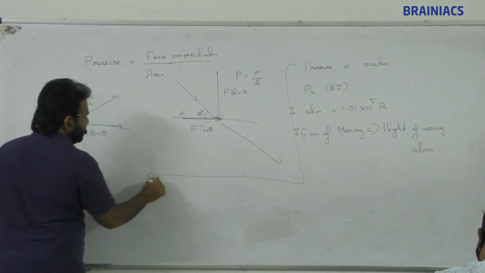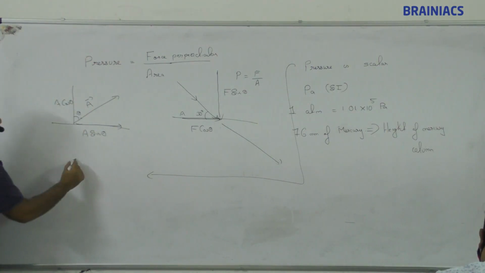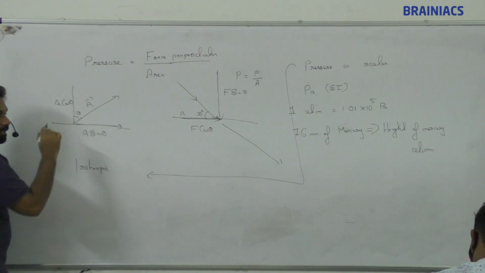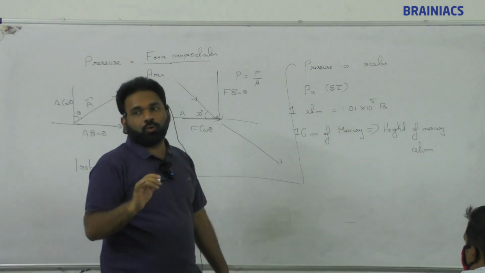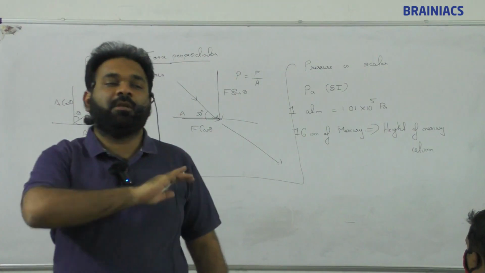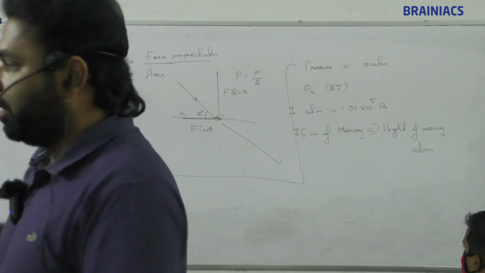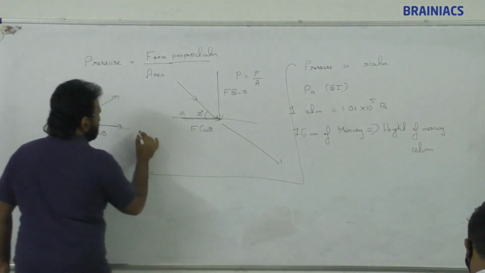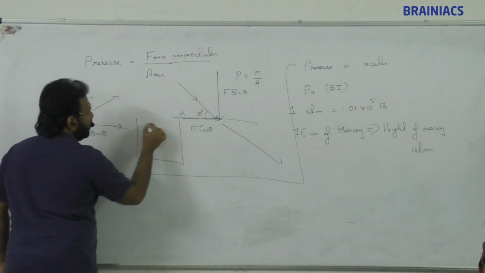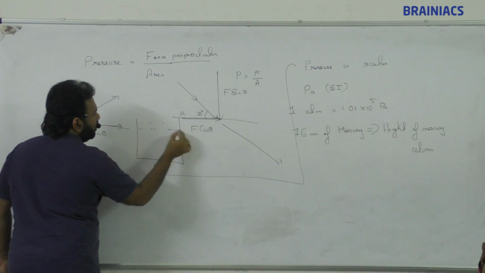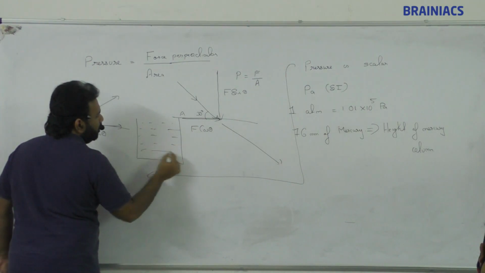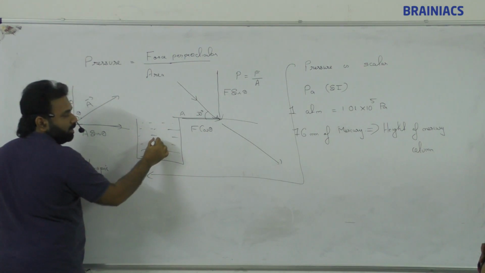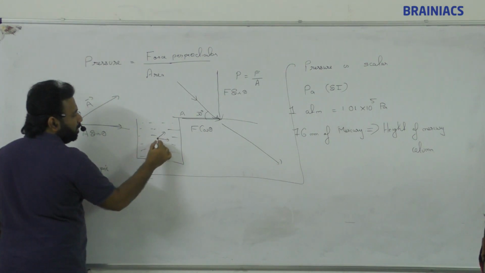When I say pressure is scalar, one word I would like to use is isotropic. Isotropic means application in every direction. That is what isotropic is. Suppose this is water. If I try to find the pressure at this point, the pressure will be acting in all the directions.